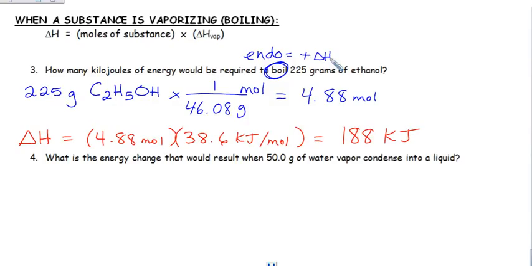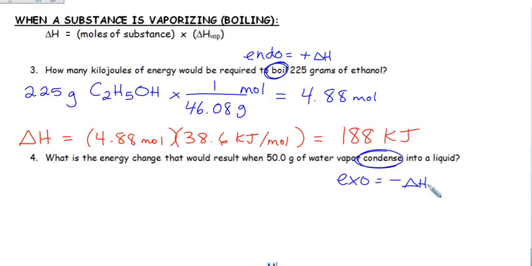Problem number 4, I want to know the energy change that would result when 50 grams of water vapor condense. So again, no temperatures, but then I'm looking for a phase change. Condense. Well, if I want to take the gas vapors and condense them back down to a liquid, I need to remove energy. This is an exothermic change, and I should get a negative delta H.